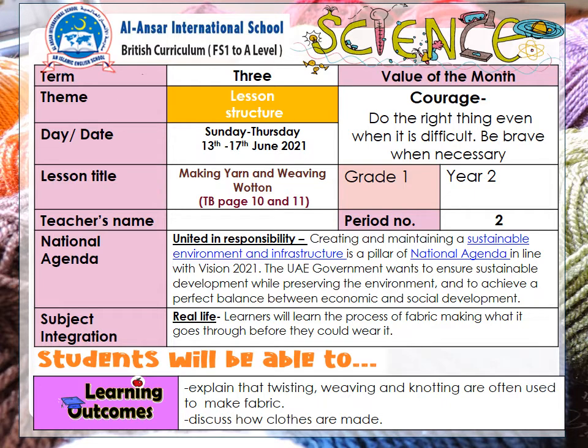Our today's topic is making yarn and weaving cotton. You can refer to your science textbook page 10 and 11. The value of the month of June is courage, to do the right thing even when it is difficult. Be brave when necessary. By the end of this lesson, learners, you will be able to explain how twisting, weaving and knotting are often used to make fabric, and you will be able to discuss how clothes are made.